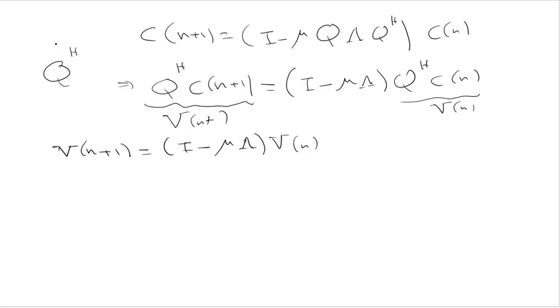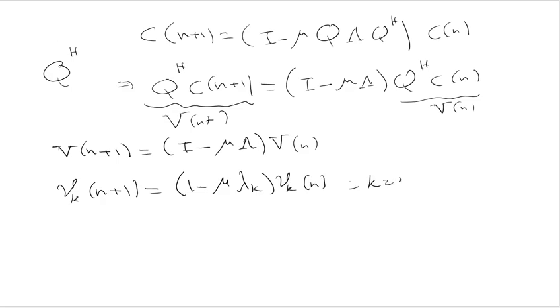What is the benefit of this relation? Lambda is a diagonal matrix, so I can separate every mode in this algorithm. We have, for example, Vk n plus 1 equals 1 minus mu lambda k Vk n, for k equals 1 until m. This is the natural mode for our adaptive algorithm.